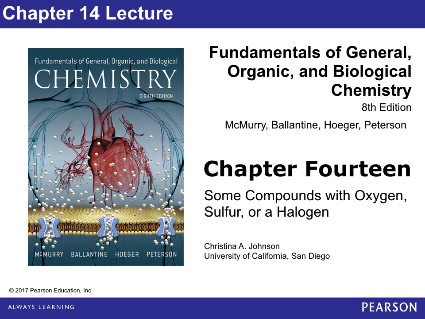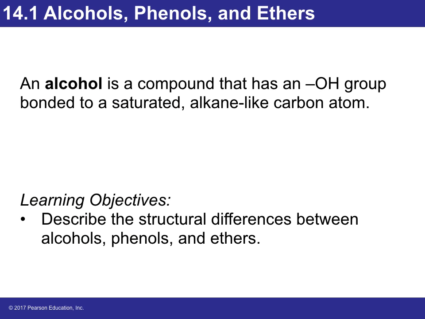This is the first part of chapter 14, talking about compounds that have oxygen, sulfur, or a halogen. Now we start with alcohol, where the functional group is OH. It's going to be bonded to a saturated, alkane-like carbon atom. Review the learning objective: be able to describe the structural differences between alcohol, phenol, and ethers.